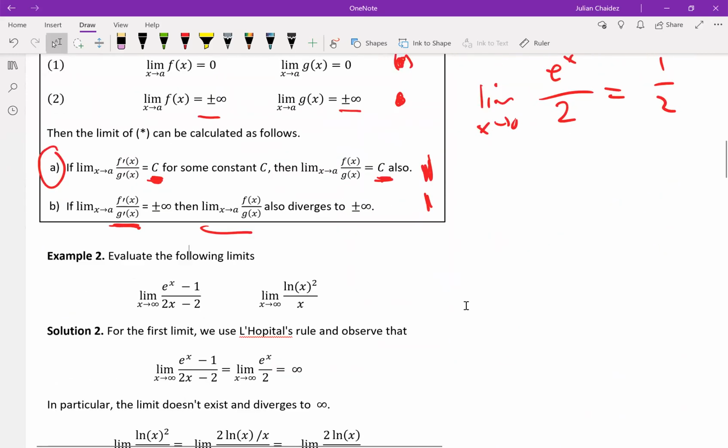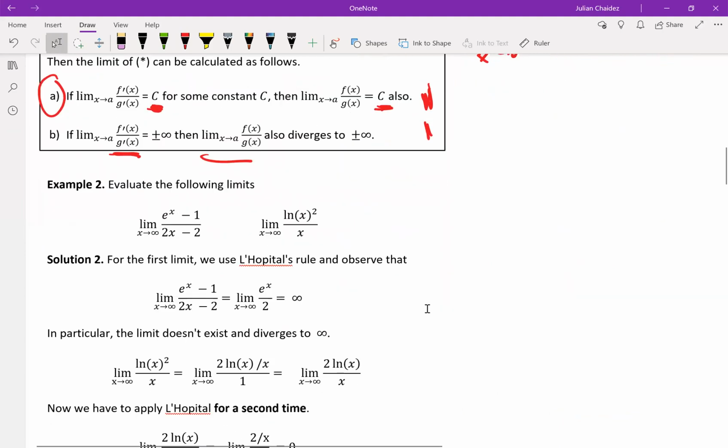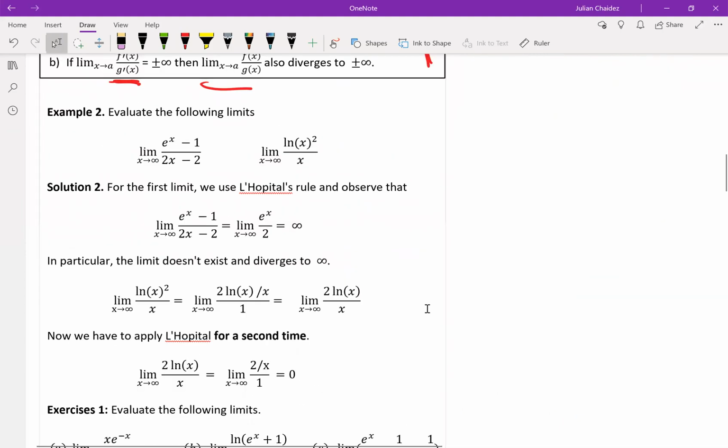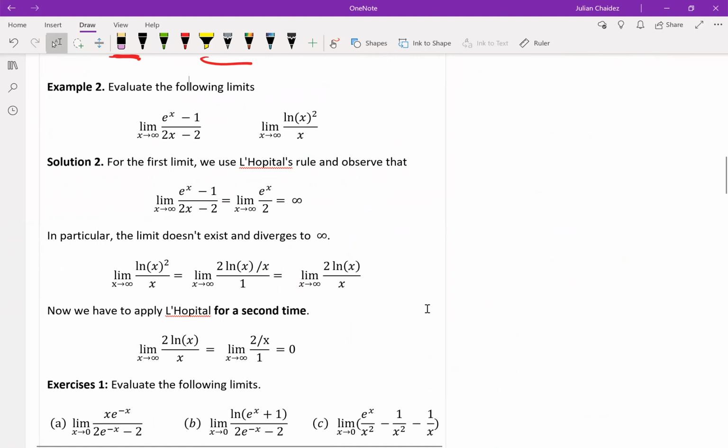Okay, so I'll do my second example now. Hopefully I didn't mess this example up like I messed up the first one. Okay, so here I'm taking the following limit. Suppose I am taking the limit of e to the x minus 1 divided by 2x minus 2, right? And I'm taking the limit as x goes to infinity.